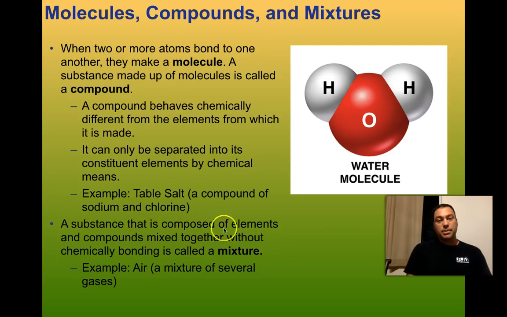A substance that is composed of elements and compounds mixed together without chemically bonding is called a mixture. An example of this is air in our atmosphere. We have argon and oxygen and hydrogen and helium and carbon dioxide and xenon, but they don't form any large molecules except on occasion. Carbon dioxide forms a molecule of carbon and oxygen. But that in and of itself doesn't form anything with argon. So they're a mixture. They coexist without bonding to one another. Okay?